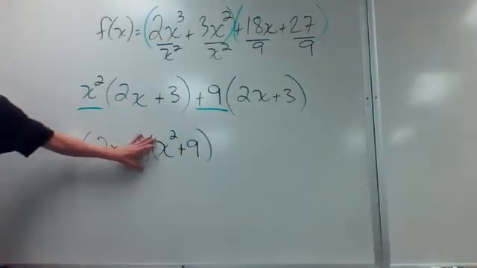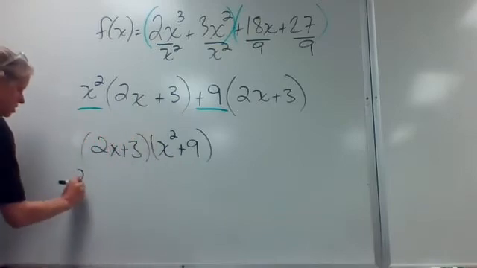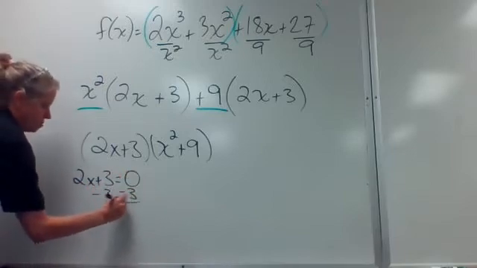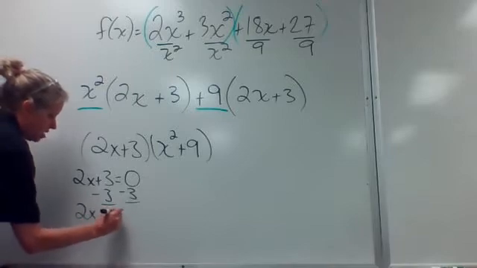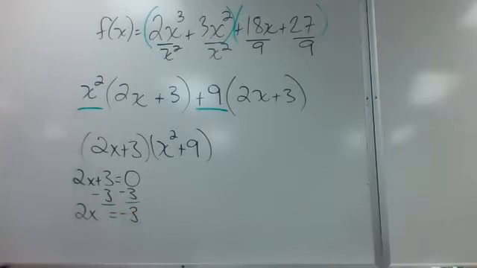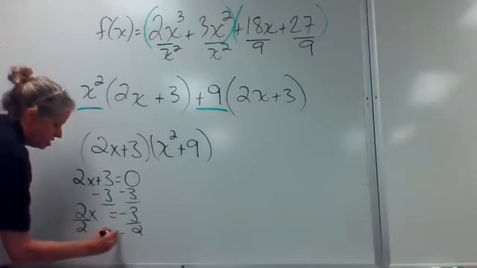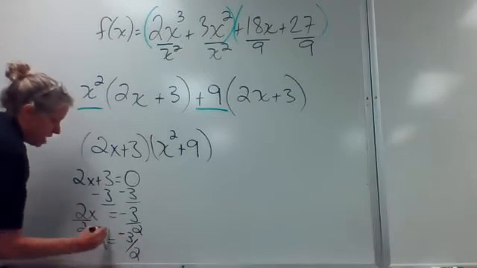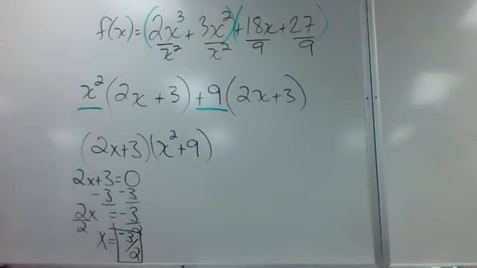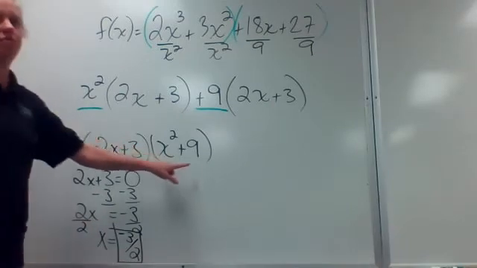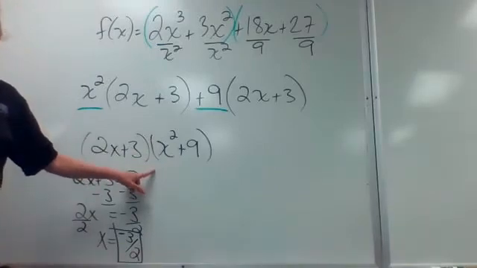So this one's done. So it's going to make a 0, right? That's a factor. If I set it equal to 0 and solve it for x, I'll subtract 3 from both sides. So 2x equals -3 and divide by 2. So x equals -3/2. So there is a rational zero. My other zeros are coming from this factor.